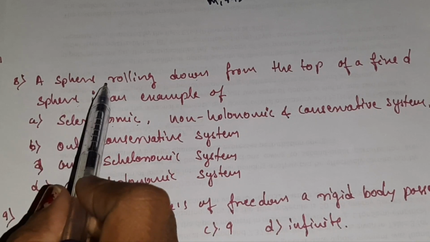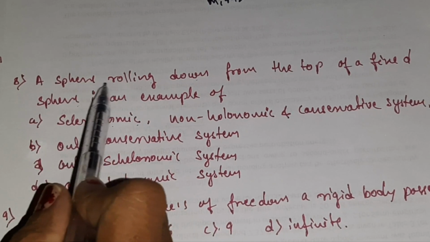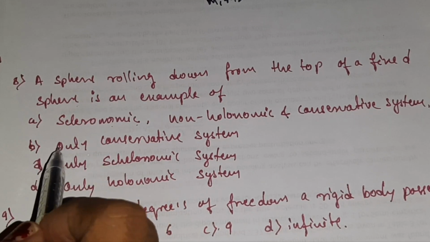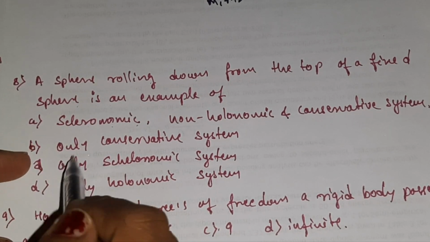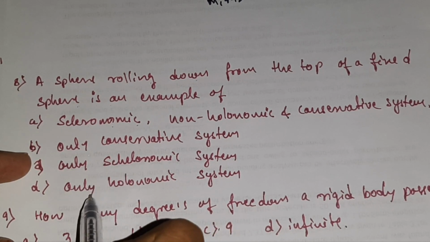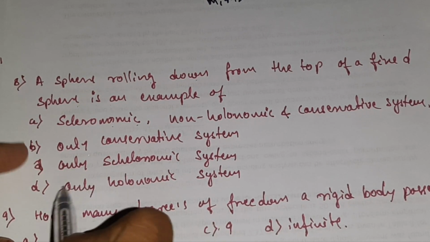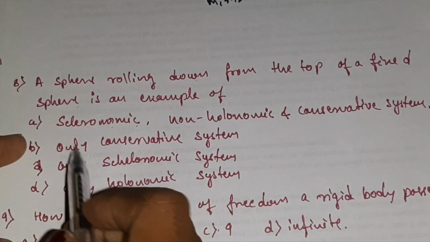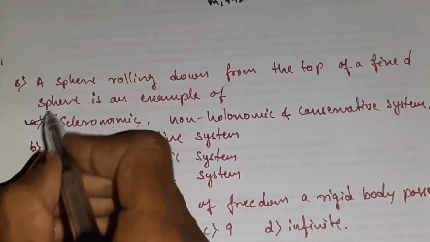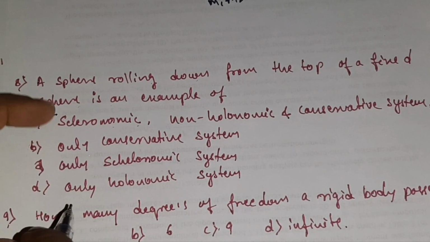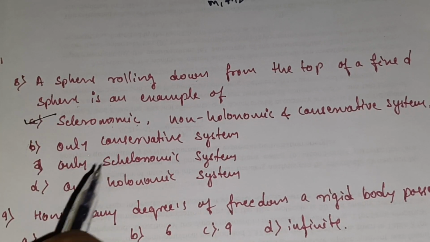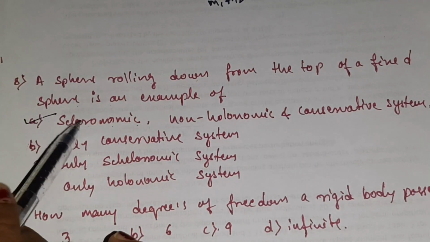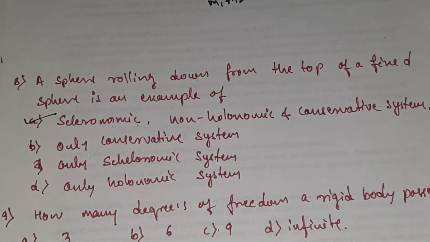In this question, if you read the question carefully, a sphere rolling down from the top of a fixed sphere is an example of. If you see the options here: conservative system, scleronomic, only holonomic, this is not valid. So these are valid, and along with this is non-holonomic. So option A is correct. Many questions have been asked on constraints. Compulsorily one question will be there on this, scleronomic or holonomic. So try to read that also.